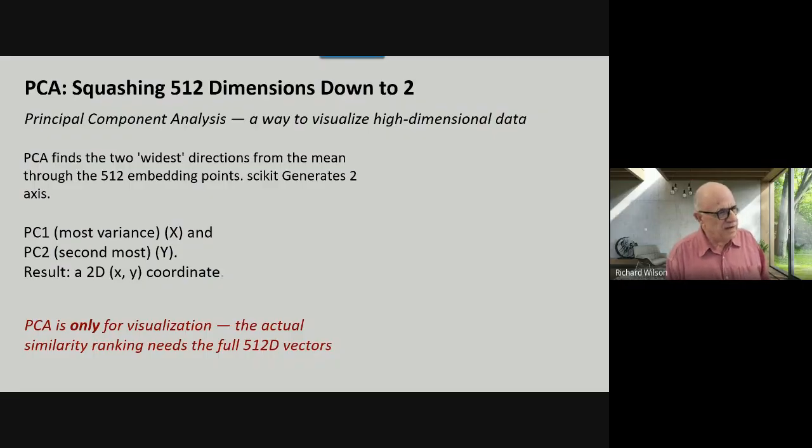So I wanted to make a visualization of this, and I used something called PCA, and it's a way to visualize the high dimensions. It's a standard scikit library. The way it works is it takes my vectors and finds the widest direction of the vectors from the mean. The widest direction becomes the x-axis on my plot. The second most is the y-axis.